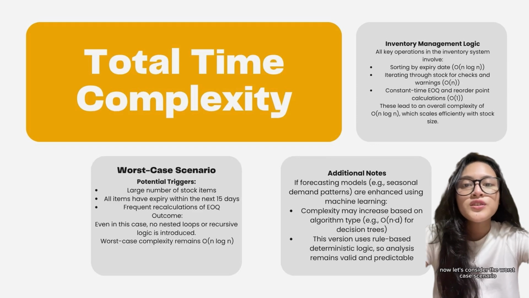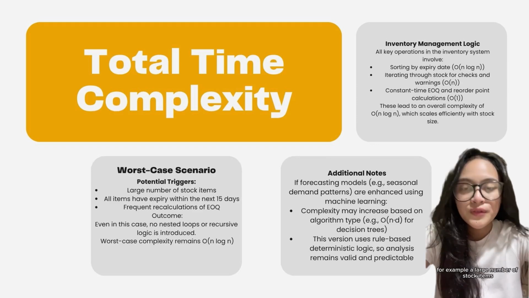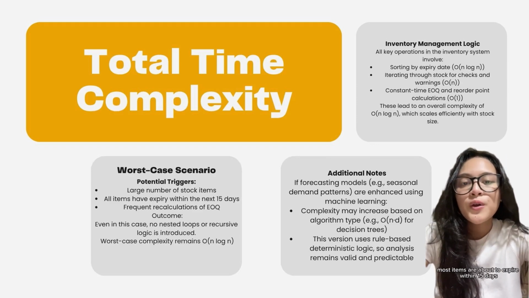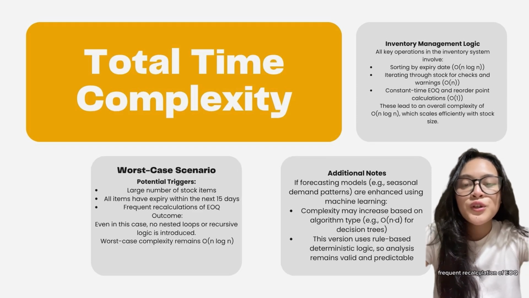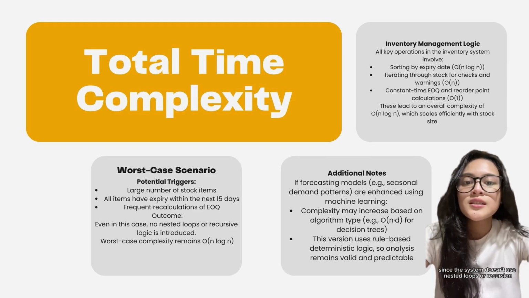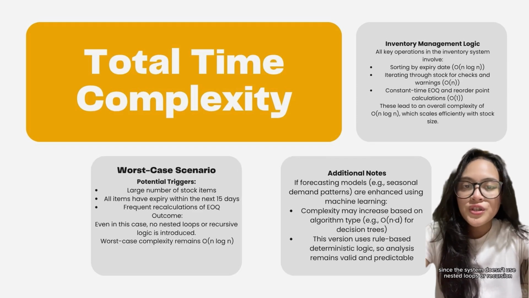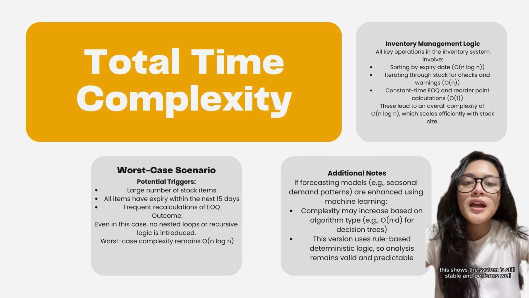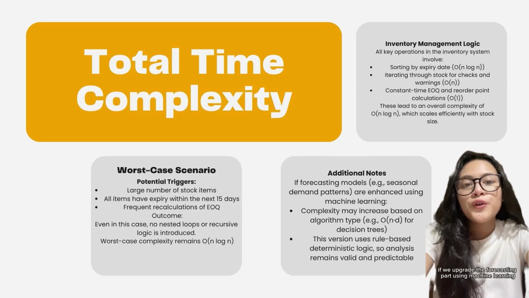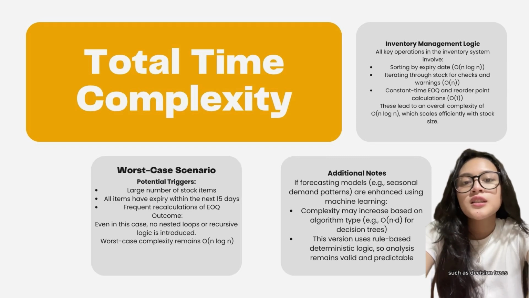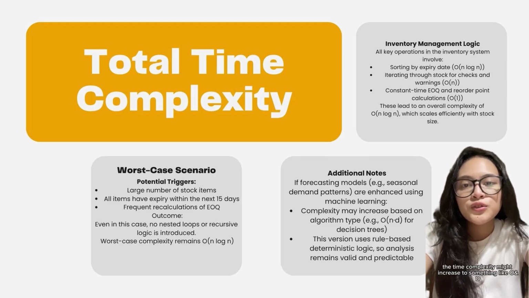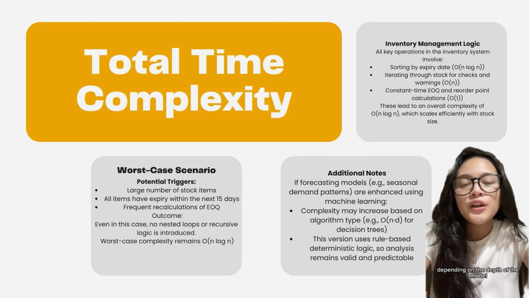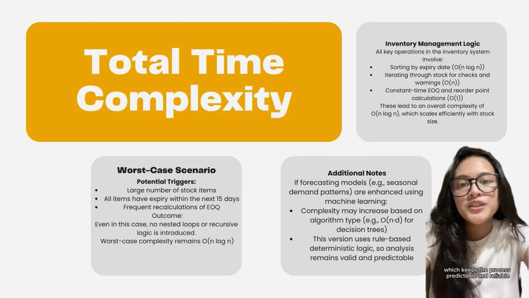Now let's consider the worst case scenario. For example, a large number of stock items, most items about to expire within 15 days, and frequent recalculation of EOQ. Even in this situation, since the system doesn't use nested loops or recursion, the total time complexity remains O(n log n). This shows the system is still stable and performs well. If we upgrade the forecasting part using machine learning, such as decision trees, the time complexity might increase to something like O(n d), depending on the depth of the model. However, the current system uses a rule-based approach, which keeps the process predictable and reliable.